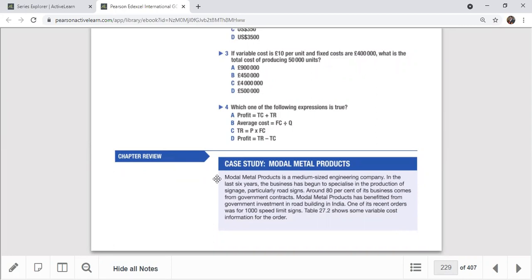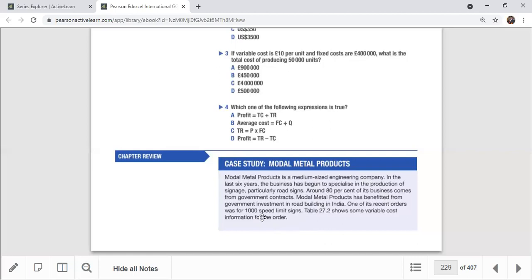It's welfare, like common goods. Road signs, this kind of steel road signals, normally have common benefits, positive externalities. Therefore, governments are the ones who take the contract, like the Road Development Authority, construction. So they give the subcontract to make these road signs to a company called Model Metal Products. That's why 80% of the orders come from the government. That means their major customer is the government. This is a product that benefited from the government investment toward building in India, right?